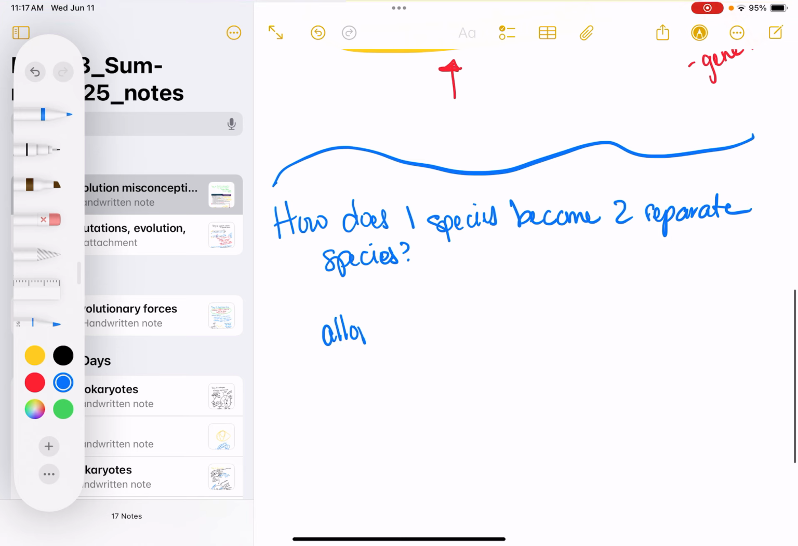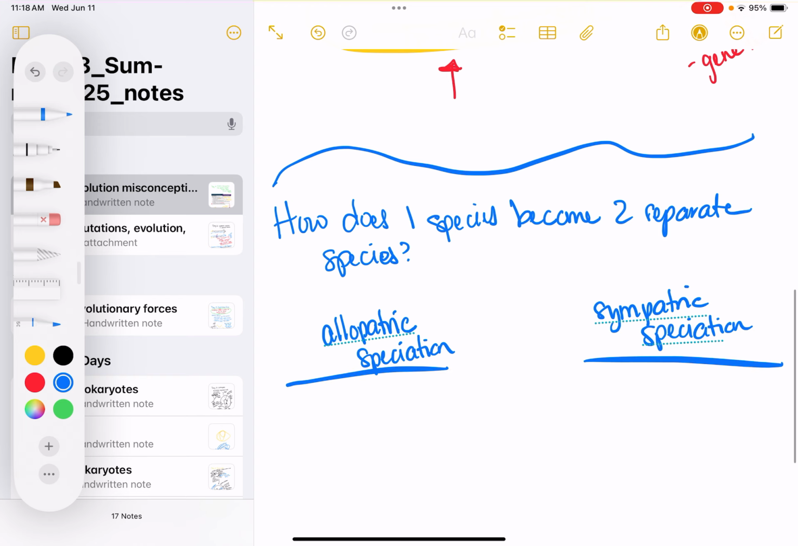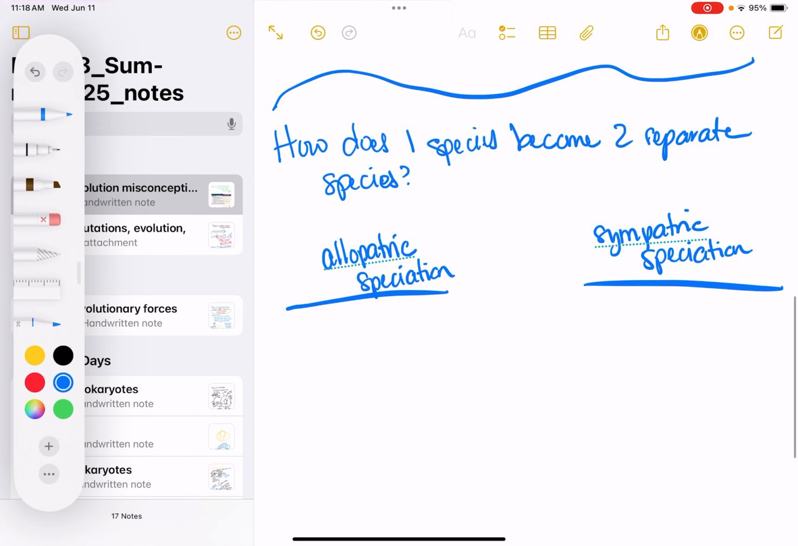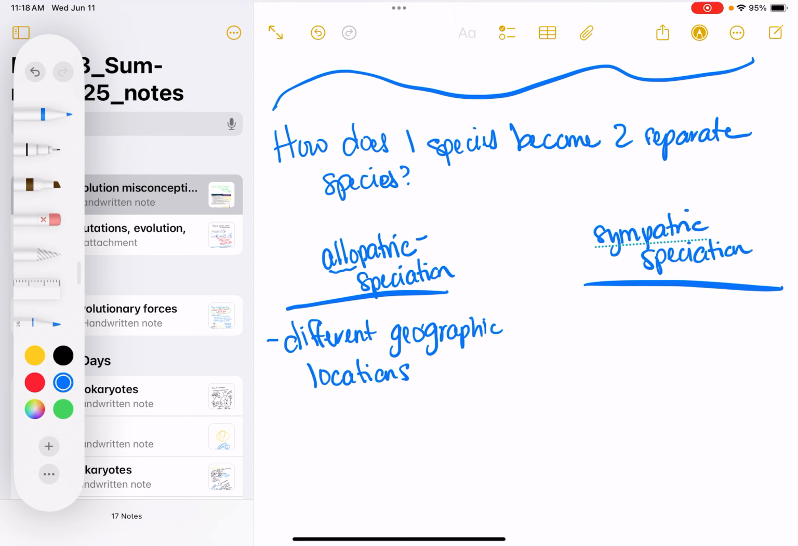There's allopatric speciation and there's sympatric speciation, okay? So there's kind of 2 different types. Allo, if you break down that root, it's going to be different, okay? So allopatric speciation will happen in different geographic locations, okay? Sympatric, think of sim, is going to happen in the same geographic location.